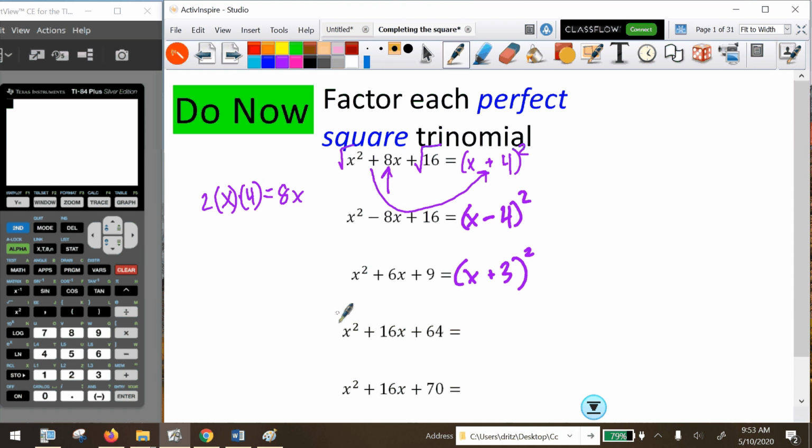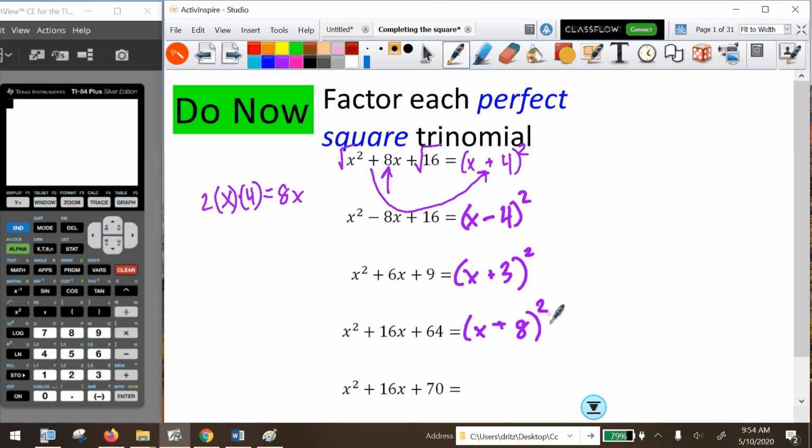Another one, x squared plus 16x plus 64. We're just going to take the square root of x squared as x. The square root of 64 is 8, and there's a plus in the middle. We're going to separate by a plus. And you could check your work by actually foiling these, multiplying these binomials.